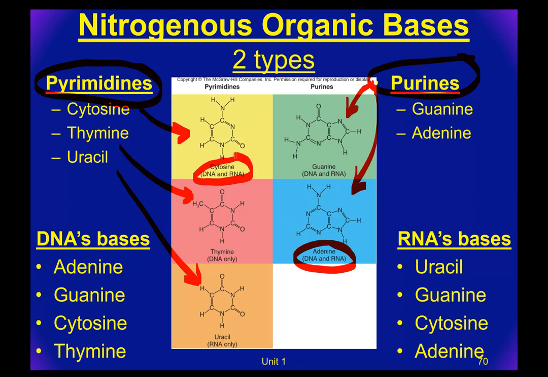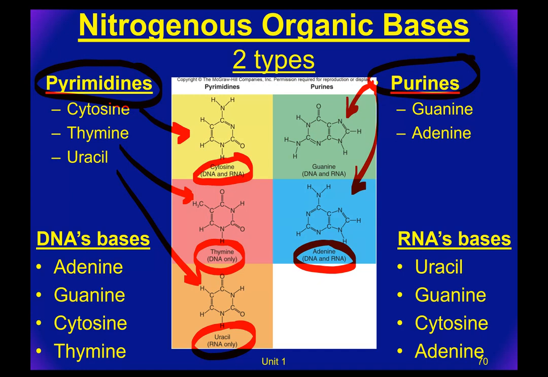Cytosine is one of our pyrimidines. It is found in DNA and RNA also. Now, the last two are kind of specific. Thymine is only found in DNA. Uracil is only found in RNA. So if you see a sequence and you see uracil in that sequence, you know you're looking at RNA because that's the only place you find it. If you look at a sequence and you see thymine, you know that you're looking at DNA because thymine only happens in DNA.